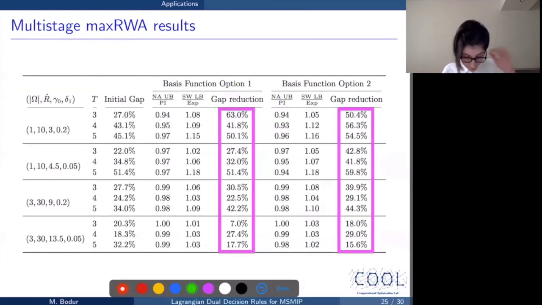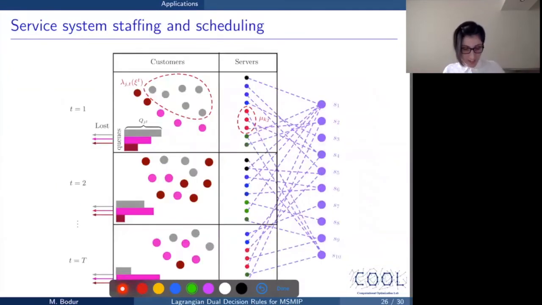Okay, so the next example is this service system staffing and scheduling. It's another fundamental example problem where you have different types of customers and different types of servers with these different skills. Customers arrive to the system randomly and they are willing to wait. If there's no available server, they get into these queues, but they have a patience limit. If they wait too long, they will leave your system. So you might be losing some.